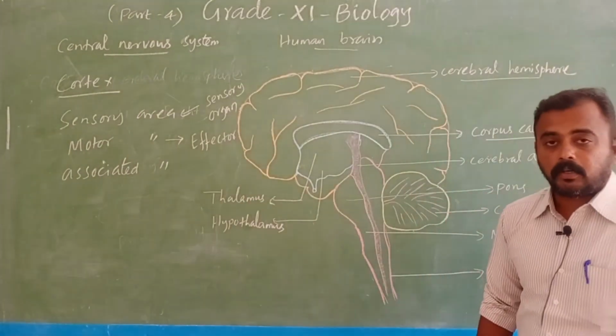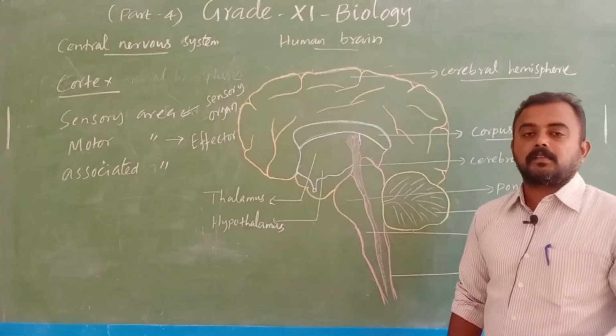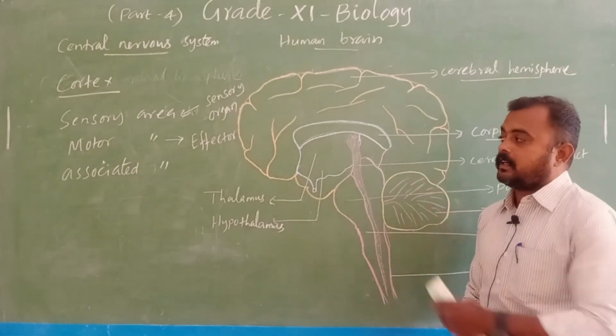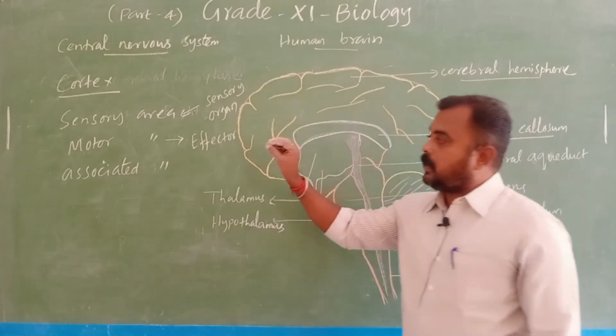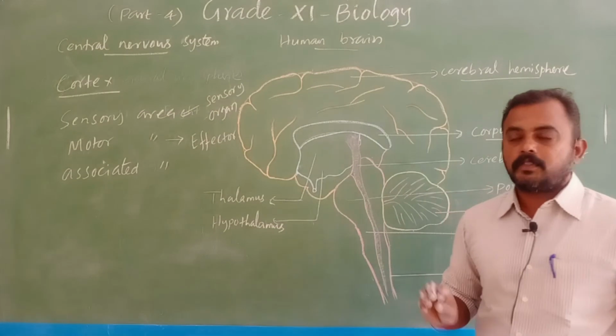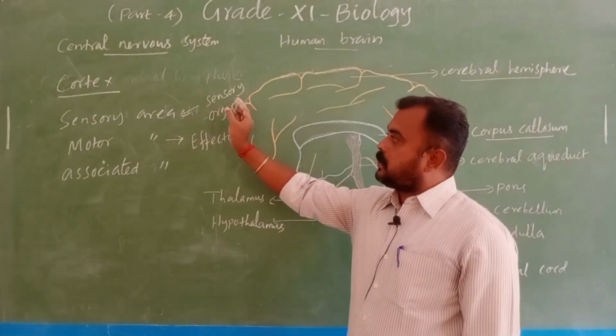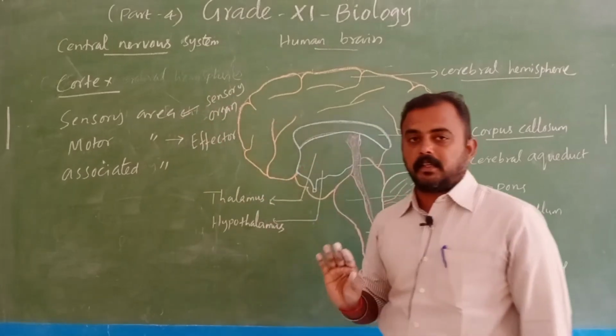Effector, that means what? The particular part. We have different muscles, so muscles we can say that. So the motor area is sending the message to the muscles, which means effectors. Here, the sensory organ, from the sensory organ it receives the message.